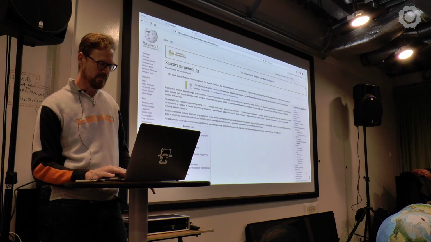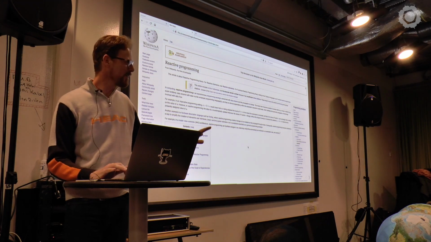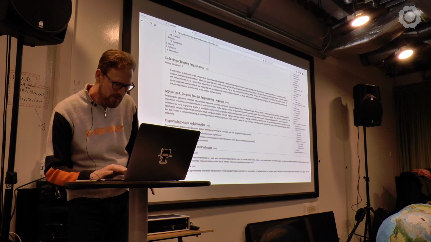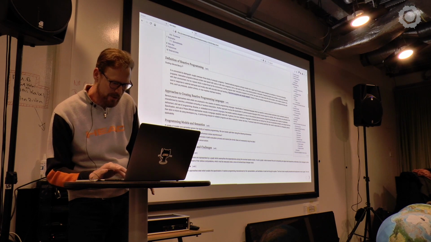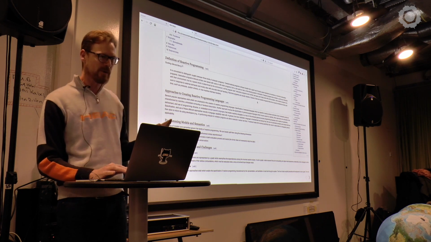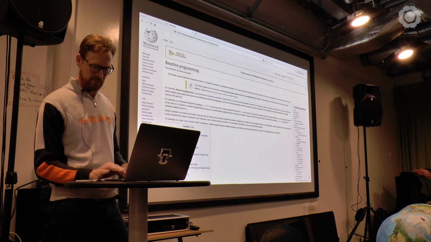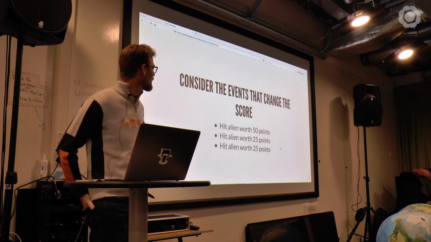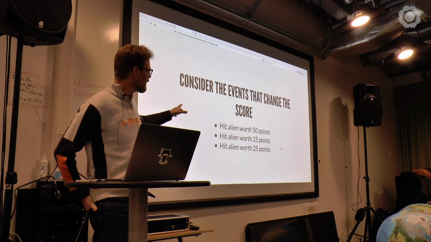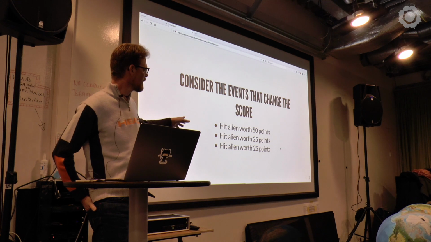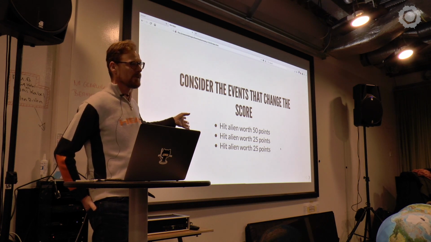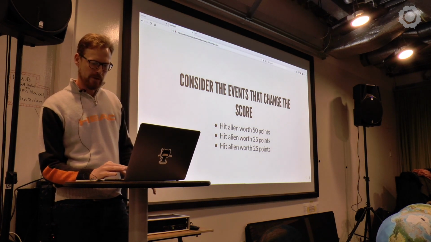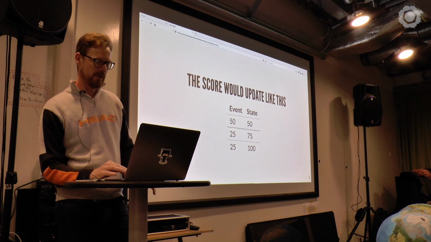Some clever tools. Reactive programming. Somewhere I read, real-time programs are usually reactive. So okay, we need that. We need event sourcing and we need reactive programming. And then we can start solving things the reactive way. Consider the events that change the score. You hit an alien worth 50 points, 25 points, or another 25 points. So the score should probably be 100, right? We can do that. So we have events and we have state.